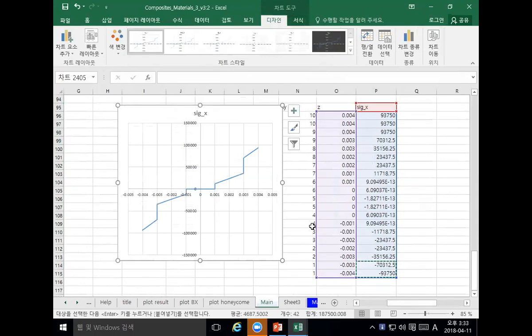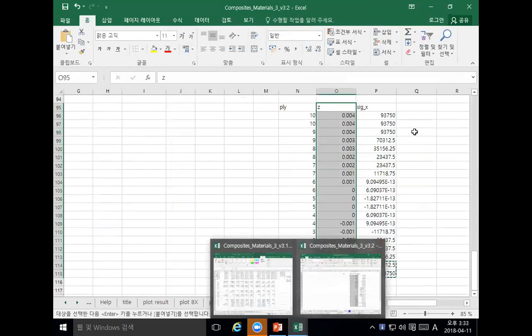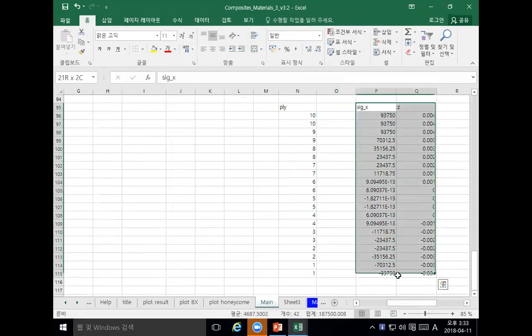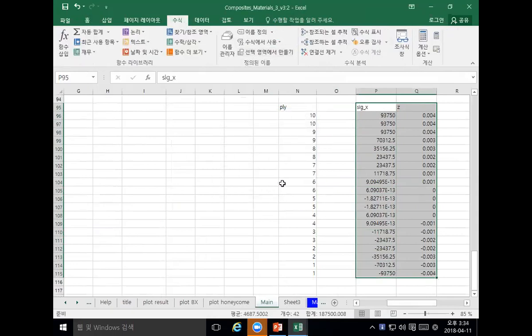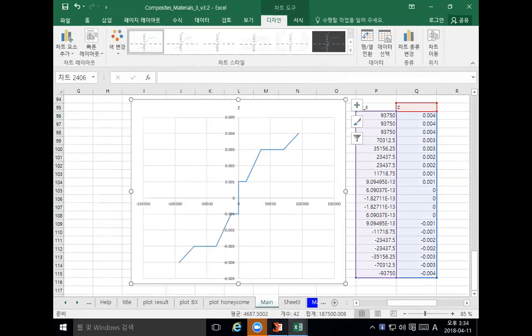Is it? No. We need to change the X and Y coordinate. Does anybody know how to change the X and Y? I forgot. But anyhow, we can just plot this way. So, what did I do? We select them and we plot. This is exactly what we expect. First ply, bottom, top. This is the stress.